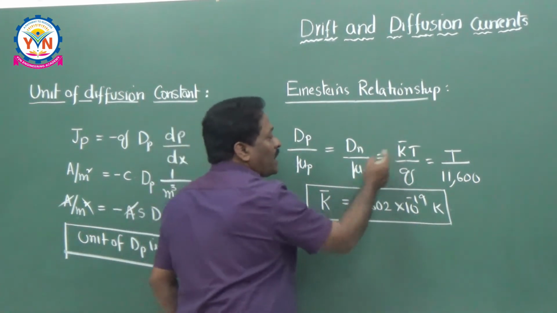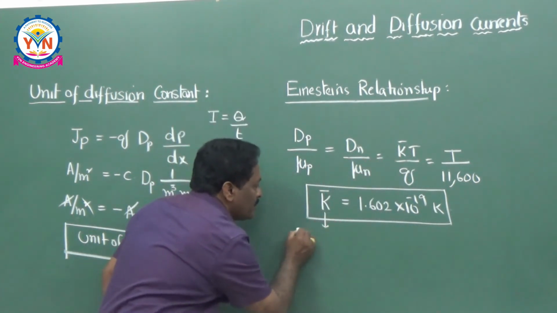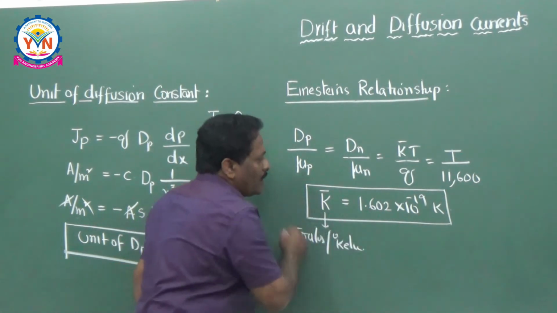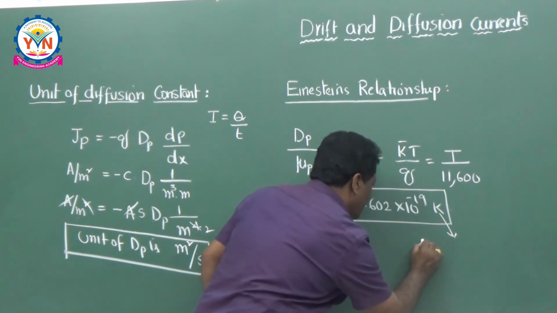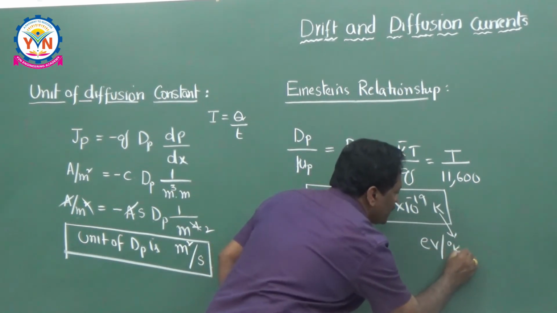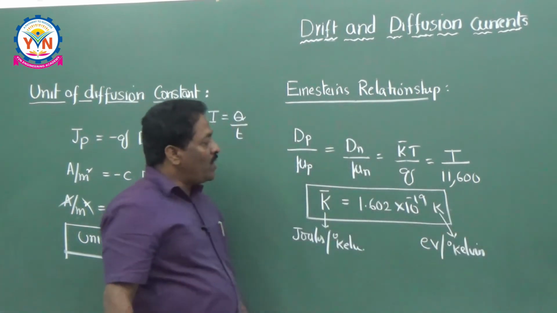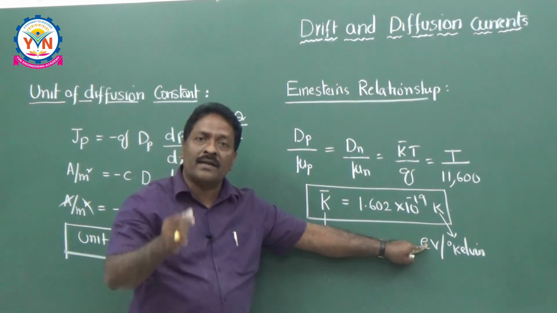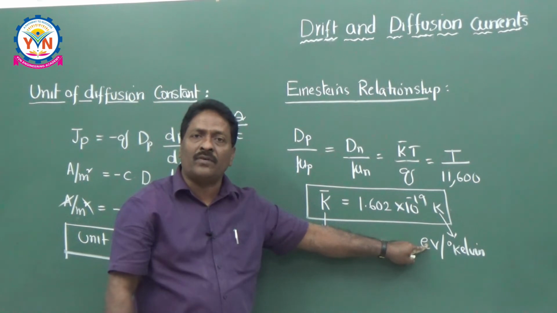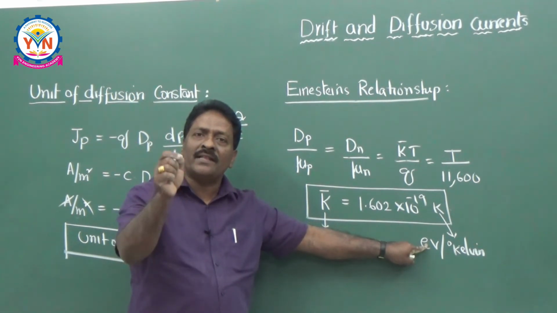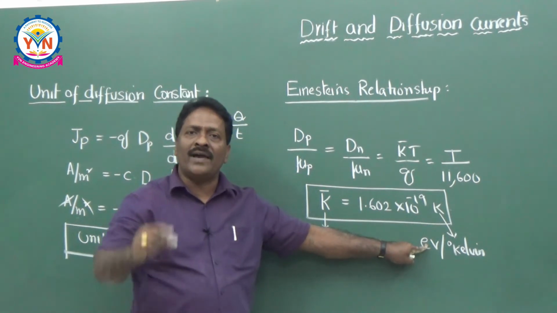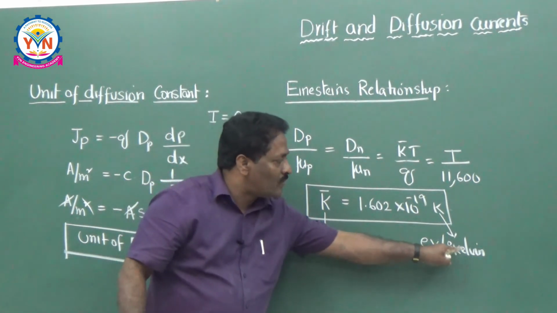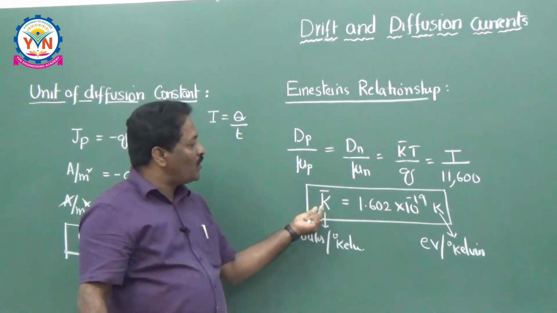The unit of k bar is joules per degree Kelvin, a mechanical unit, whereas k is electron volts per degree Kelvin. I already told you in the last classes that we use the energy unit electron volt for finding the energy gap between the valence band and conduction band. If you remember, in the first class itself I told you that materials are classified on the basis of the energy gap between the valence band and conduction band, and that energy is measured in electron volts. So this is the basic equation required to understand this.